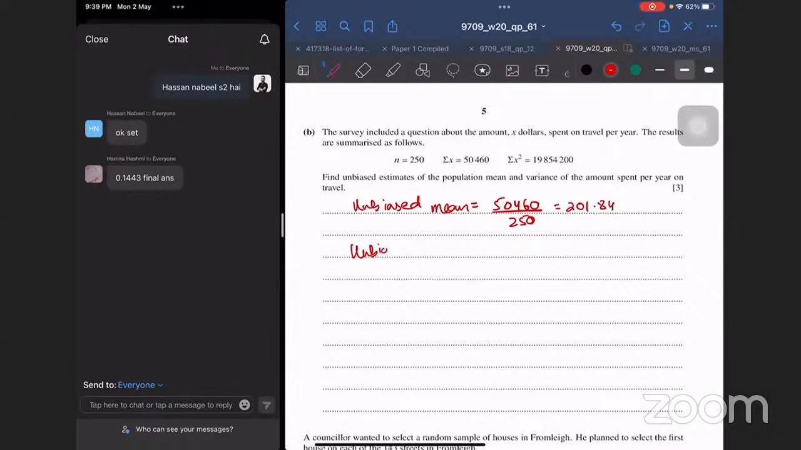And the unbiased variance is 250 over 249 into 19854,200 divided by 250 minus 201.84 squared. Okay, any questions so far?